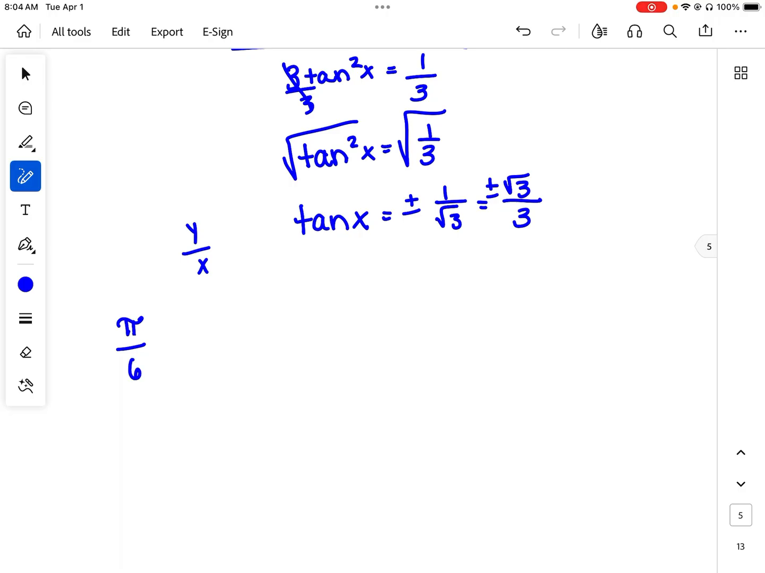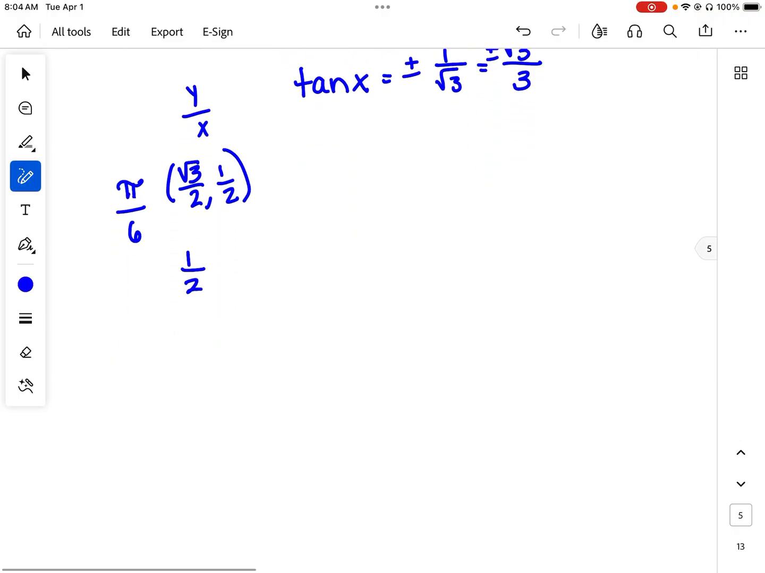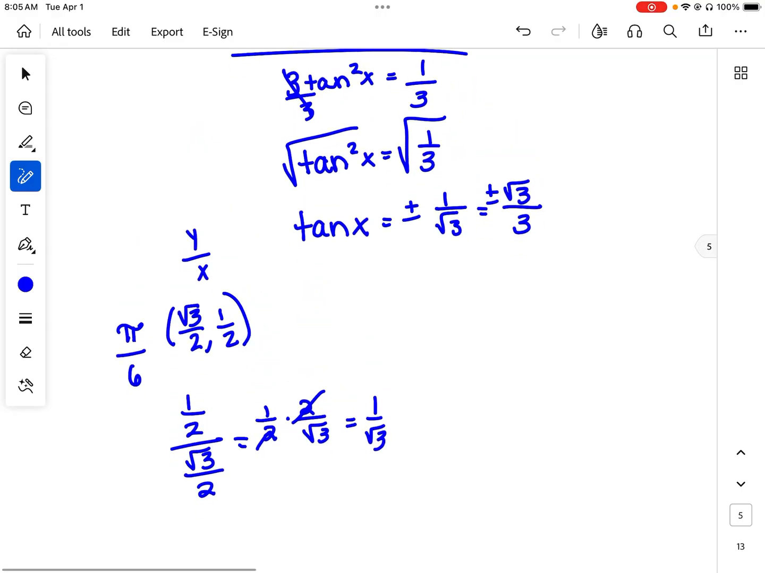So let's look at pi over 6, let me look at my formula chart. It's square root of 3 over 2 and 1/2. So we'd have to do y over x, so 1/2 over square root of 3 over 2, which gives us, if we do the work, 1 over square root of 3, which would rationalize to be this. So we know that would be our positive, so pi over 6, so x equals pi over 6.